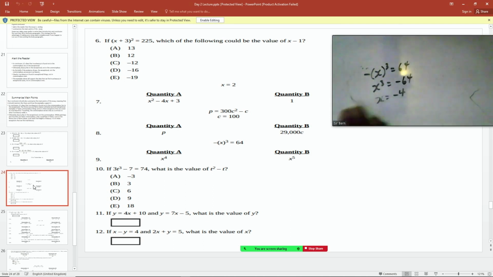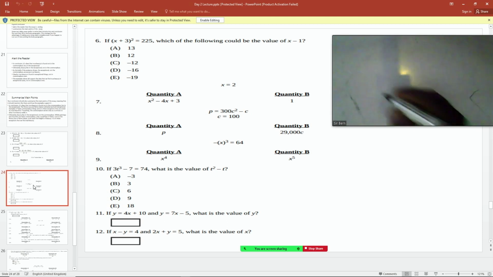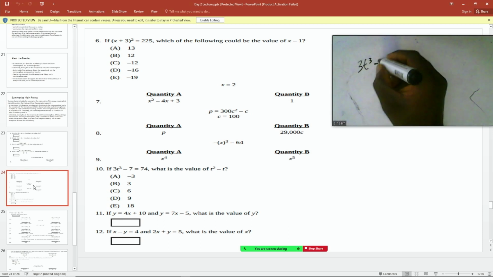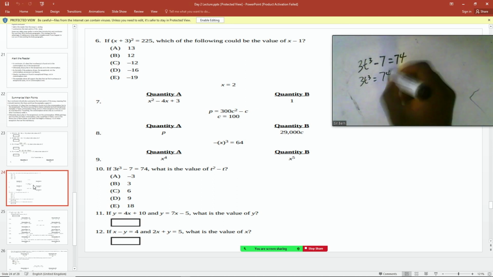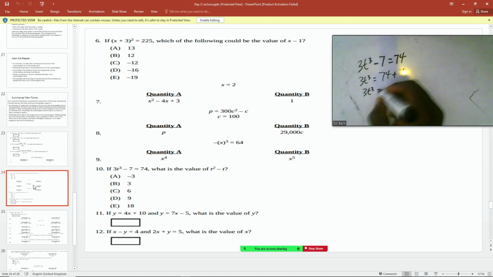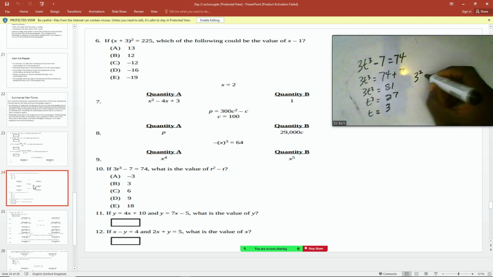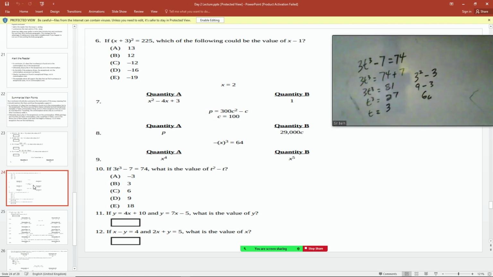Question 10 is making us solve for t squared minus t. So we can find t and do that. We have 3t cubed minus 7 is equal to 74. So sending the 7 to the other side, 3t cubed is equal to 74 plus 7. So 3t cubed is equal to 81. Divided by 3, t cubed is equal to 27. Cube root of this, t would be equal to 3. Then the question is asking for t squared minus t, 3 squared minus 3. So 9 minus 3 giving us 6. So our answer is C, 6.